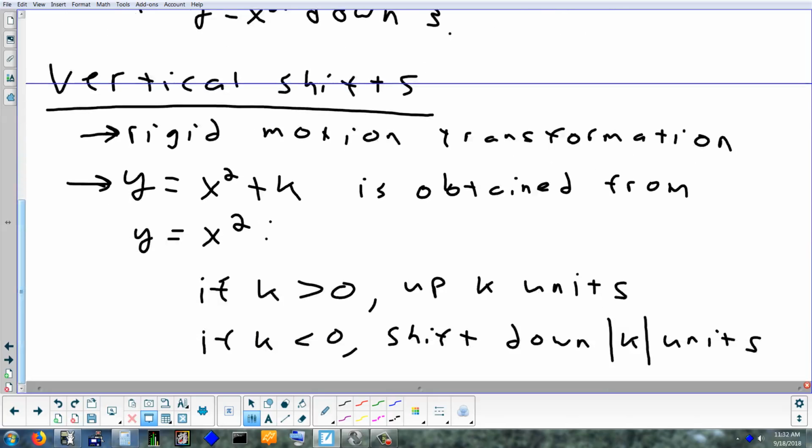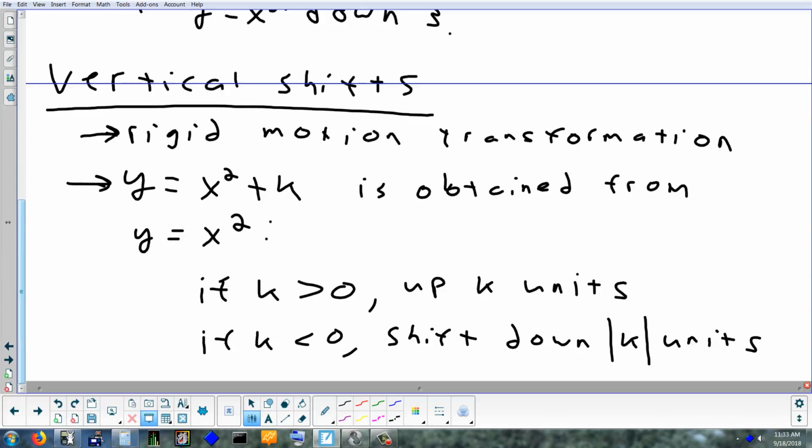Now, why did I say shift down absolute value of k units? If k is less than 0, why not just say shift down some number less than 0? What's kind of awkward about that? Yeah? Because if you say it's shifting down -2 units, it seems like you're actually going to move up with it. Yeah. The word down takes care of the negative. Right? You wouldn't say you shift down -2 units. You shift down 2 or you shift up 2. But you don't shift up and down negative units. That doesn't make sense. Down is the negative. Okay?